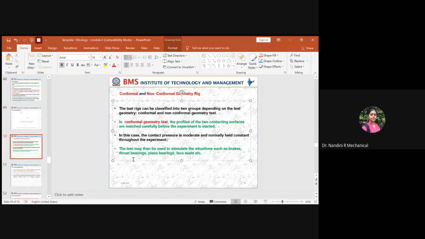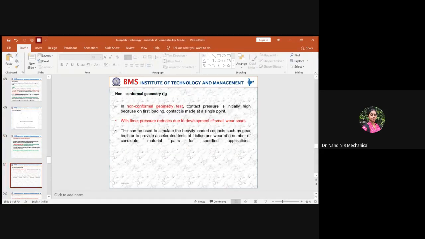So this type of test can be used to simulate situations where you need to apply the brakes, or when you want to use this in thrust bearings, plain bearings, etc. So the results, how it operates, what is the range of friction you are getting, everything can be simulated and checked before actual use. So this is a conformal geometry test where you do the entire testing with the simulation of its working before you put it forward into an experimental platform. So this is about the conformal geometry rig.